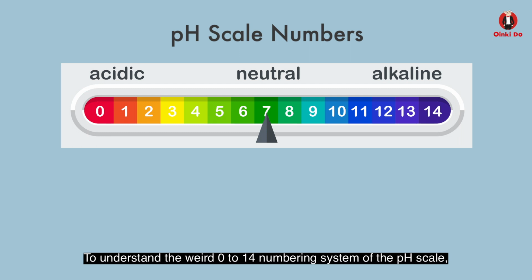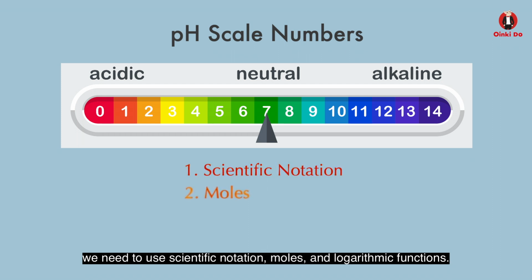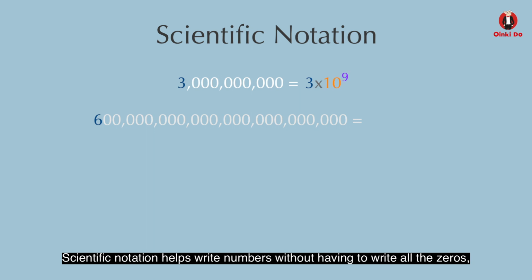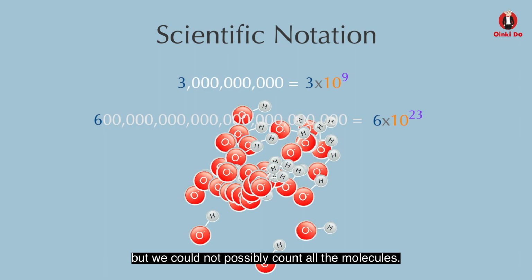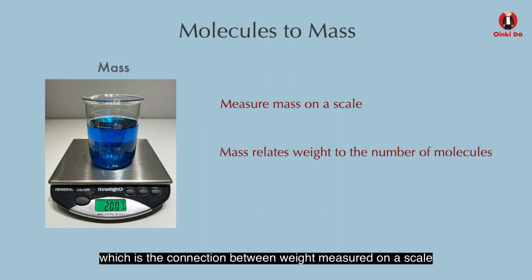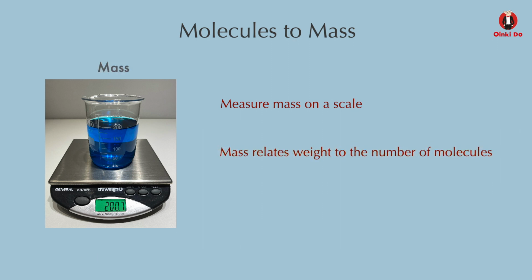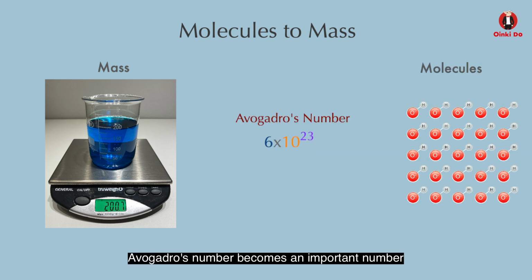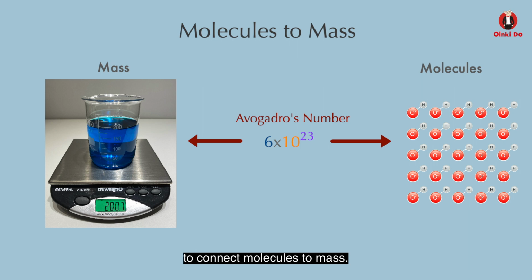To understand the weird 0 to 14 numbering system of the pH scale, we need to use scientific notation, moles, and logarithmic functions. Scientific notation helps write numbers without having to write all the zeros, but we cannot possibly count all the molecules. We can figure out how many there are by an object's mass, which is the connection between weight measured on a scale and the number of molecules. Avogadro's number becomes an important number to connect molecules to mass.